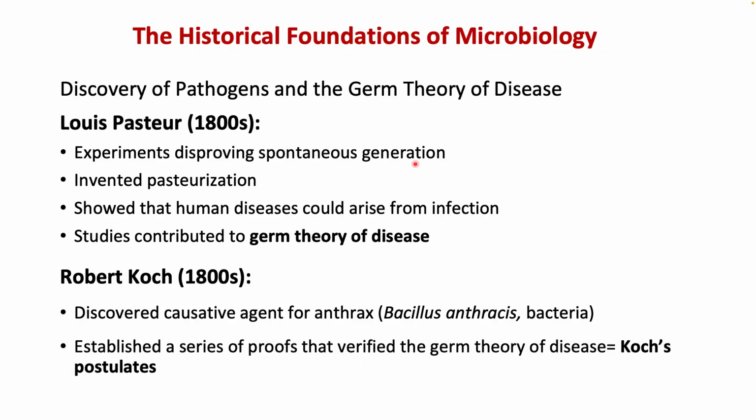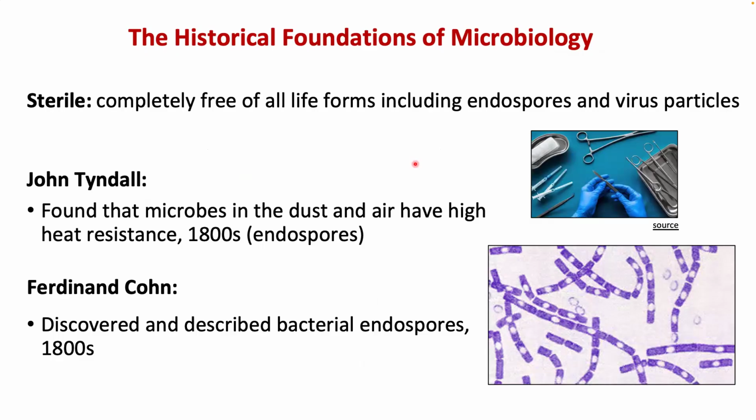Following that, Robert Koch, also in the 1800s, discovered the causative agent for anthrax. And then from there came the establishment of a series of proofs that verify the germ theory of disease. Basically, it is known as Koch's postulates. Now we understand that these small organisms give us diseases, but how do we get rid of them? How do we protect ourselves from them? We still didn't know. Then came the idea of sterilization. Sterile basically means completely free of all life forms, including endospores and virus particles.